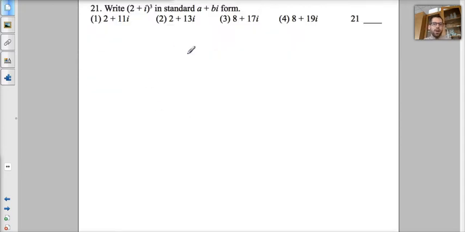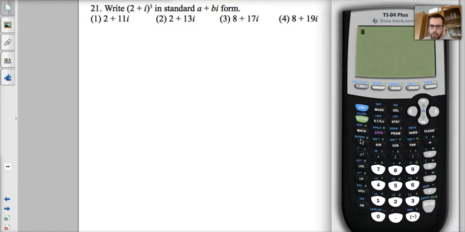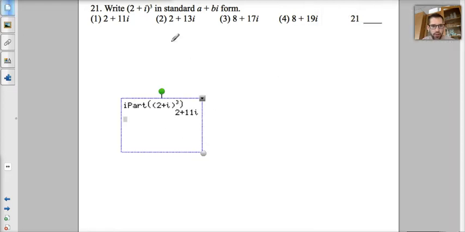I don't love that. Okay, so now it says to write this in standard a plus bi form. I'm just going to let my calculator do the work on this one. So I'm going to go into my calculator. Just to be safe, I'm going to use i part. And I am going to do another set of parentheses. 2 plus i to the third power gives me 2 plus 11i. So 21 is 1. Good.